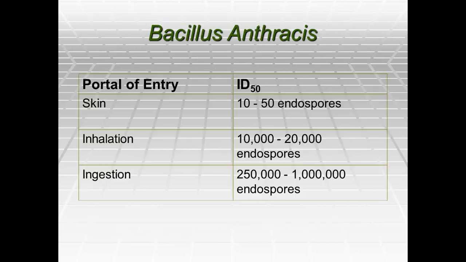Let's take a look at an example. Bacillus anthracis has 3 portals of entry: the skin, inhalation, and ingestion. The ID50 for the skin is 10 to 50 endospores. For inhalation, it's 10,000 to 20,000 endospores. For ingestion, it's 250,000 to 1,000,000 endospores. Which of these is most infectious?